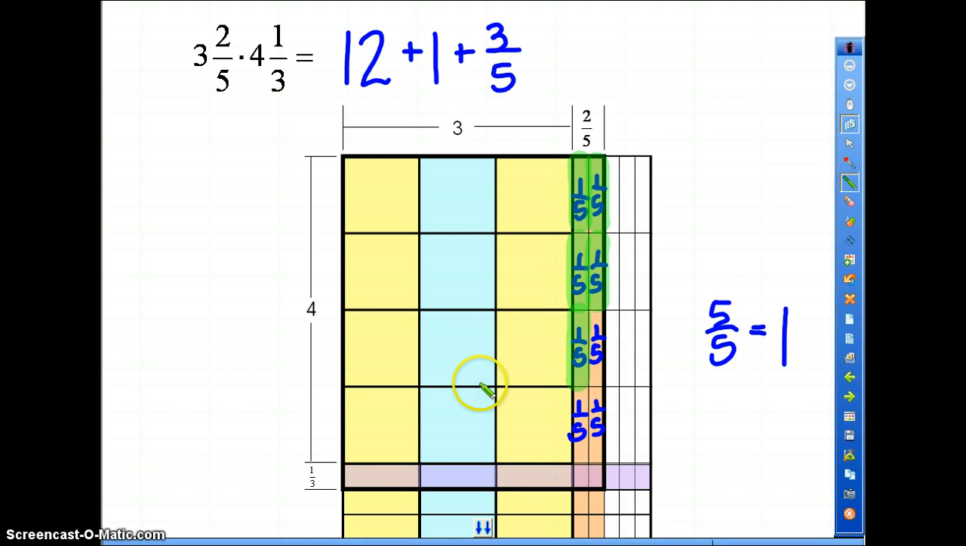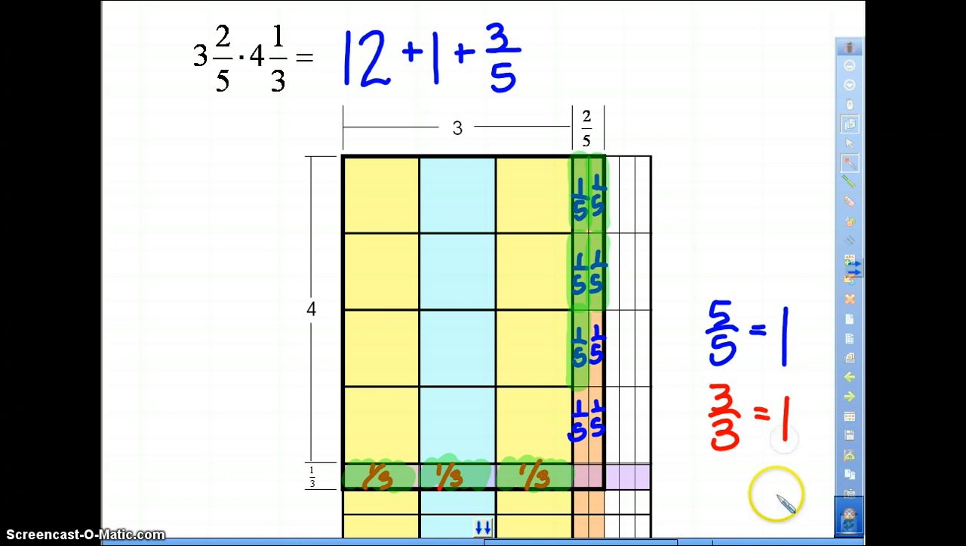Okay, so let me grab my highlighter. Down here, let's look at our thirds. Let's write this in. I've got 1/3 here, 1/3 here, and 1/3 here. So if I take a third plus another third plus another third, is that not 3/3? Yeah, I've got 3/3 there, which makes what? Yeah, another whole. So let's add on another whole there.